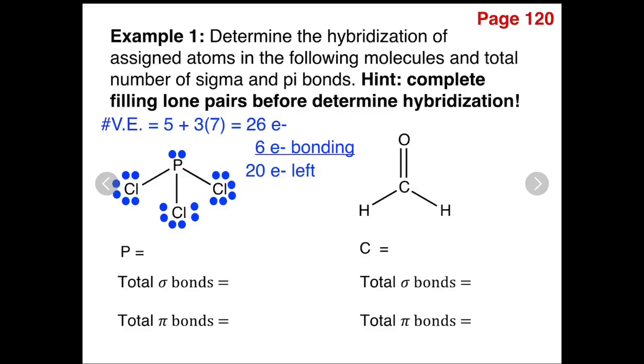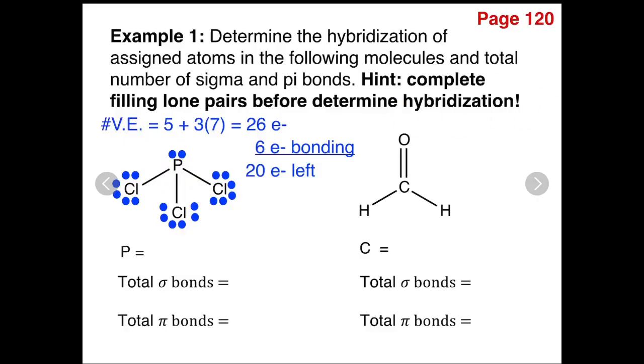As we saw earlier, linear would be sp, trigonal planar would be sp2, tetrahedral would be sp3, trigonal bipyramidal would be sp3d, and octahedral would be sp3d2. Therefore, knowing the correct electron domains tells you the correct type of hybridization.